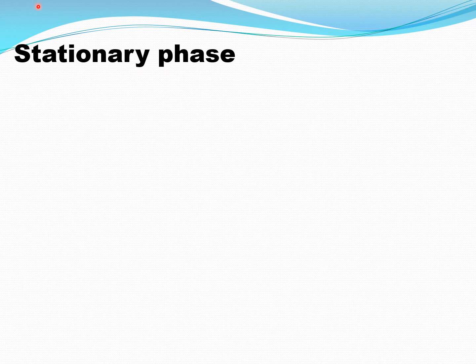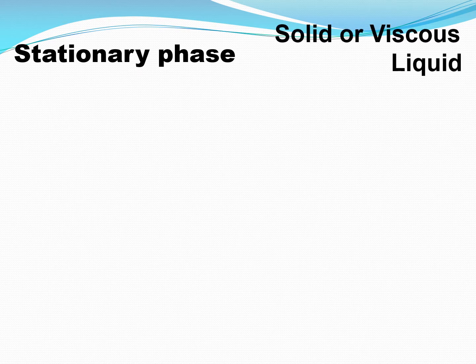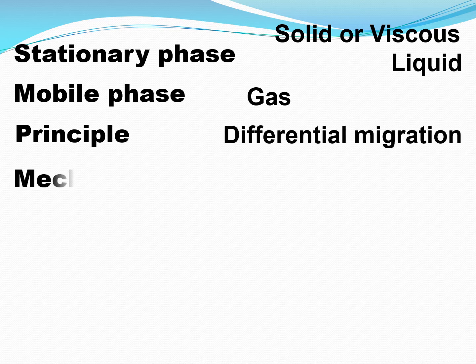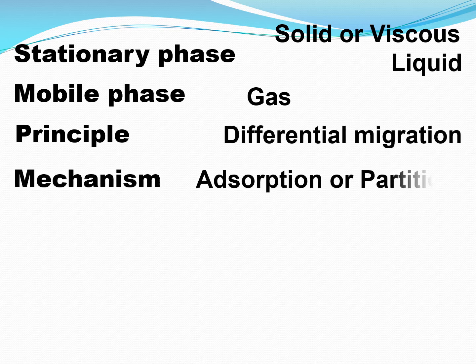Here again, the stationary phase can be a solid or a viscous liquid. The mobile phase is a gas. The principle is differential migration and the mechanism is adsorption or partition.